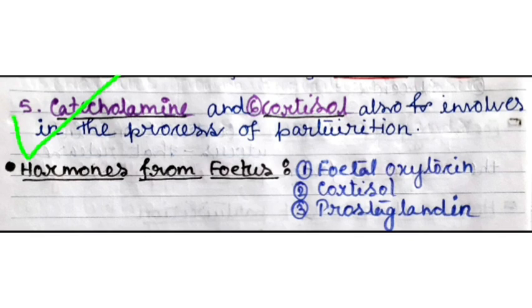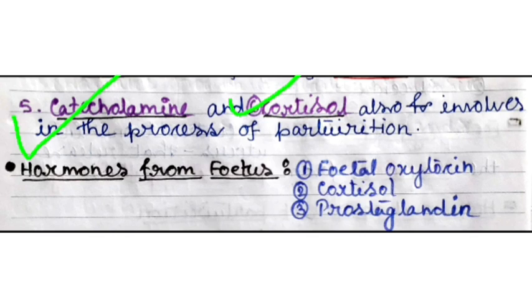And the next is cortisol. At the time of labor, the hypothalamus releases a large quantity of corticotropin releasing hormone, which increases the release of cortisol from the adrenal cortex, and cortisol enhances the uterine contraction and plays an important role in helping the mother to withstand the stress during labor.